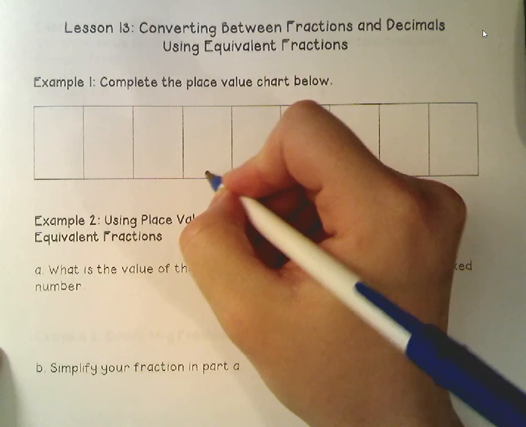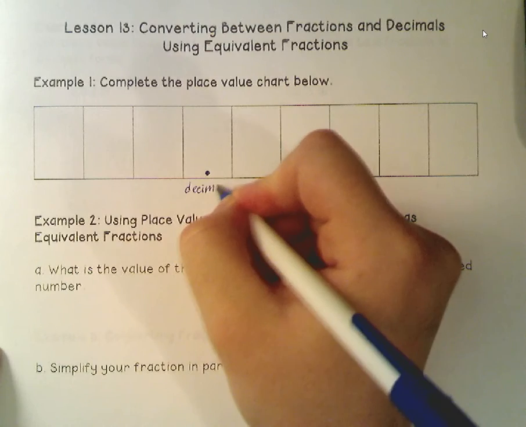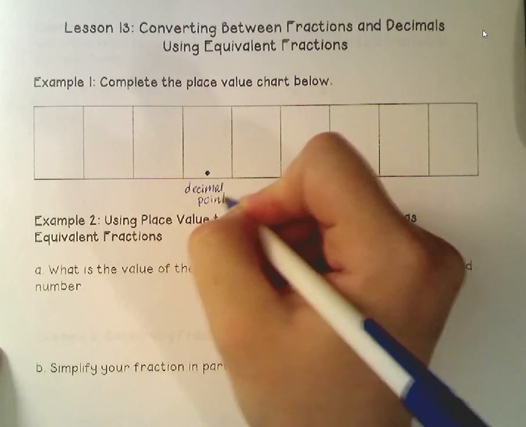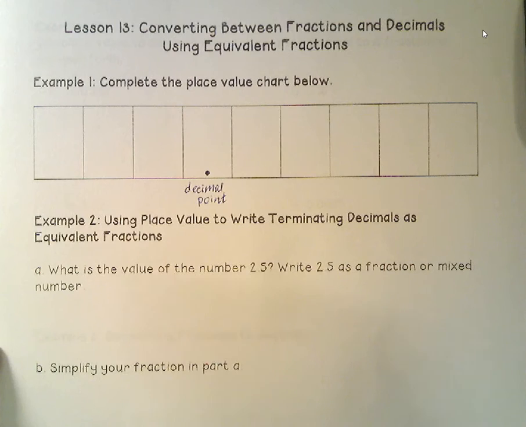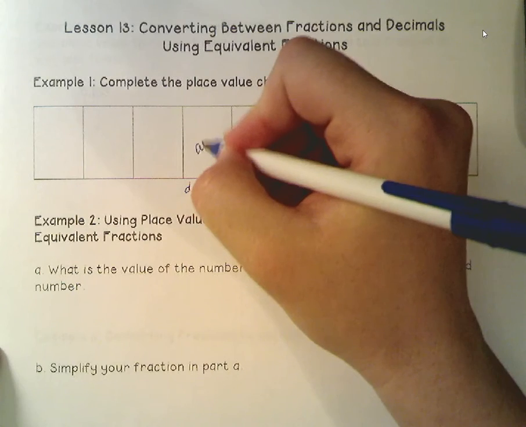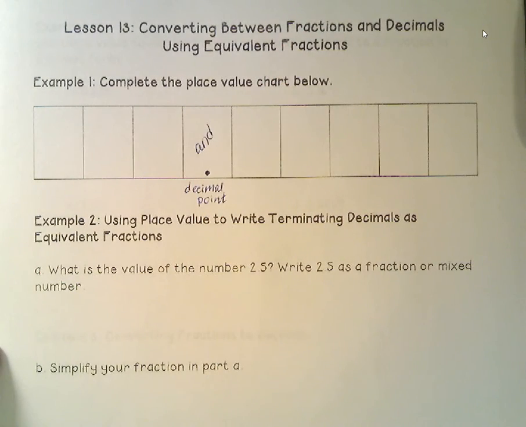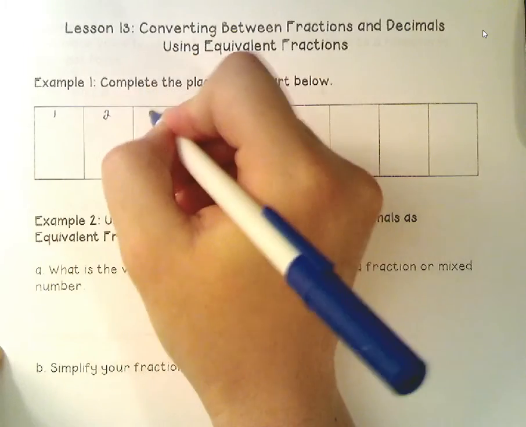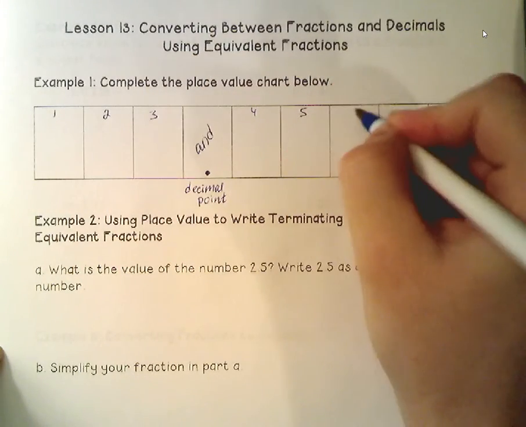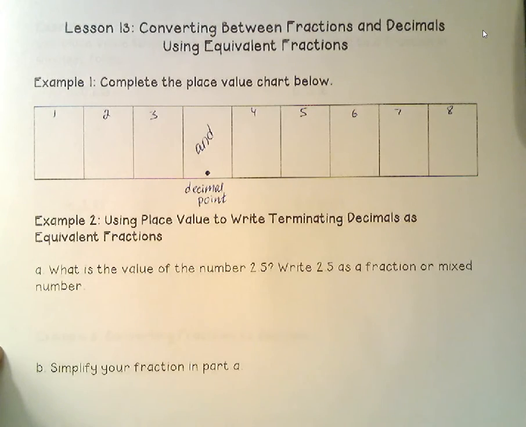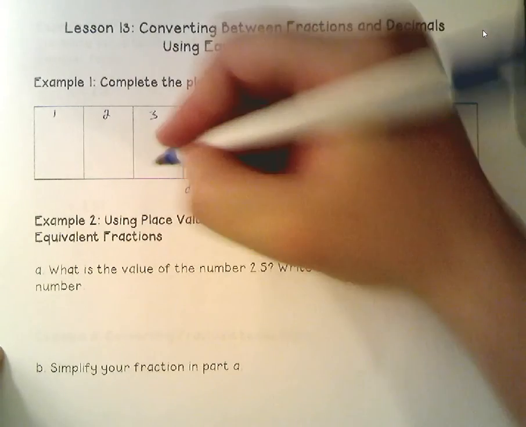So this is not a number, it's a decimal point. And usually in math, when we talk about a decimal number, we would say "and" for the decimal point. Why don't we just put numbers 1, 2, 3, 4, 5, 6, 7, 8. Every number has its value.